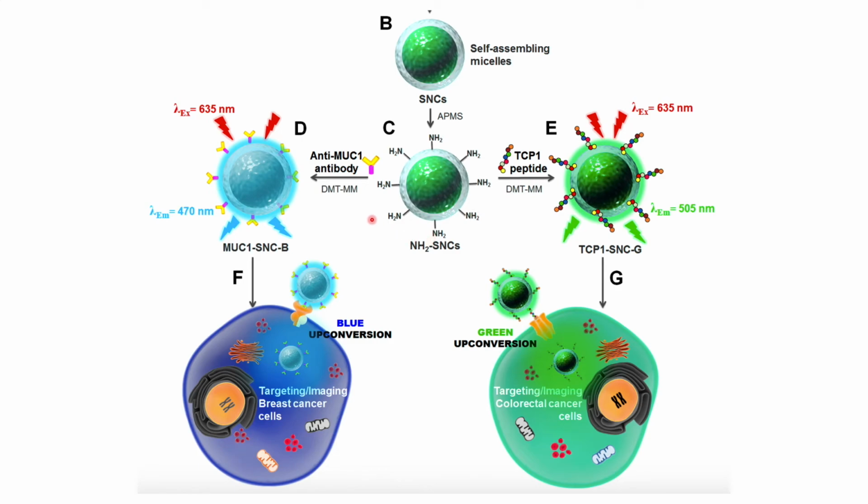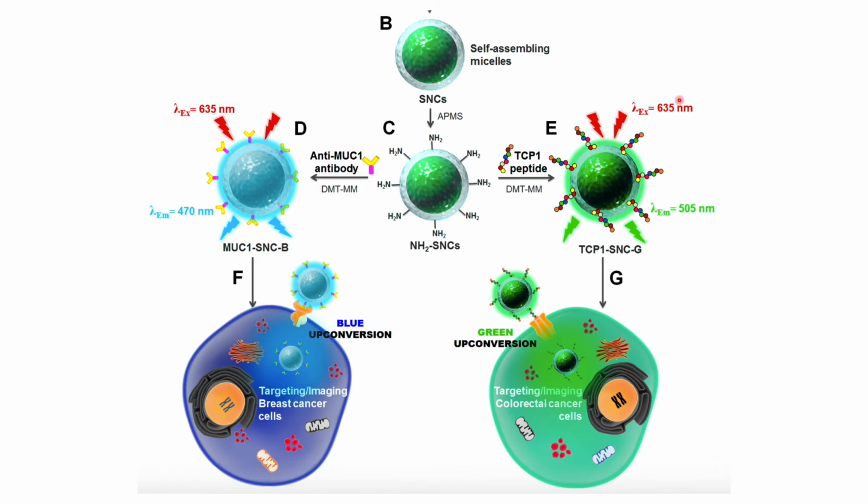By functionalizing the blue fluorescing silica nanocapsules with antibodies and functionalizing the green fluorescing silica nanocapsules with peptides, this allows for the nanocapsules to target specific cancer cells and emit color-specific fluorescence based on the type of cancer that it is. And it can do this with one specific incident light of low energy.